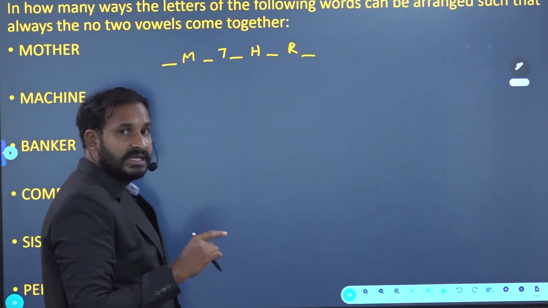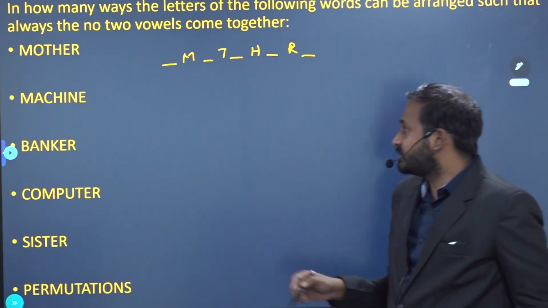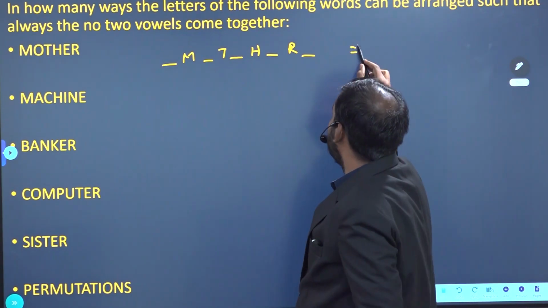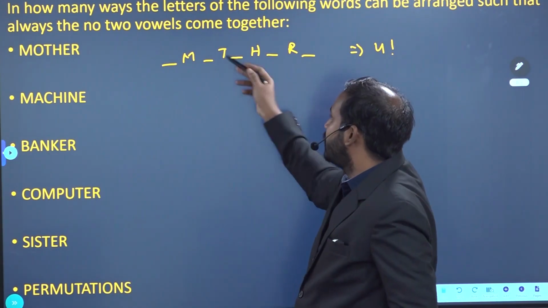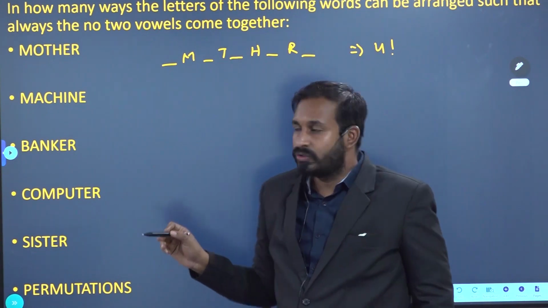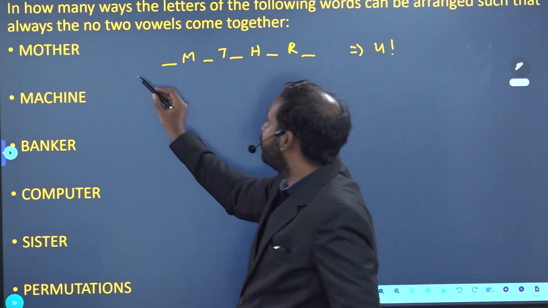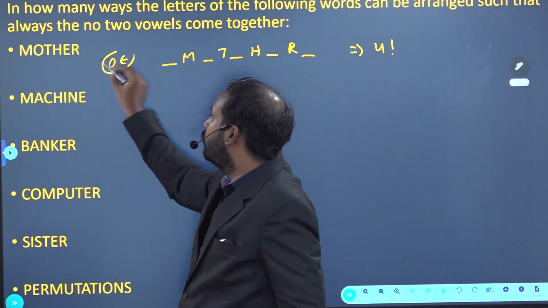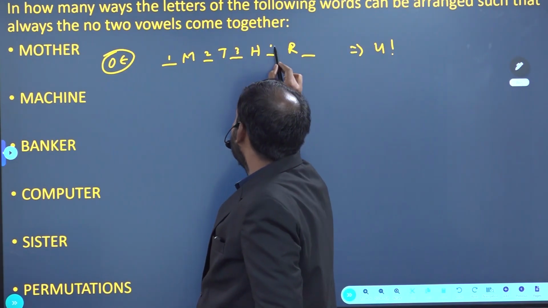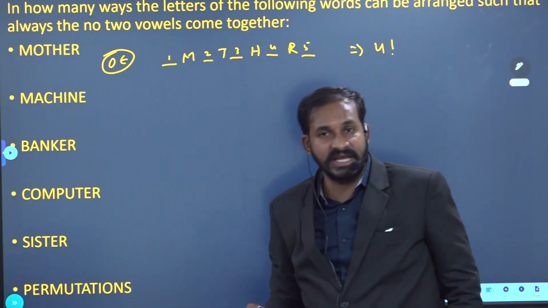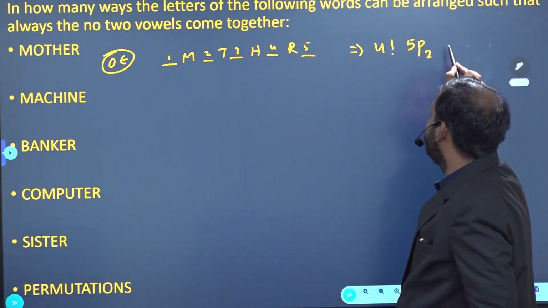Now here in this case, we will take the help of formula. First of all, MTHR can be arranged in how many ways? In 4 factorial ways. Why? Because why only I should write it as MTHR? It can be TMHR also, right? So MTHR can be arranged in 4 factorial ways. Good, superb. Now how many vowels are there for me? O and E. 2 vowels are there. These 2 vowels should be arranged in how many places? 1, 2, 3, 4 and 5. So I have 5 places. I need to arrange these 2. That means I can arrange them in how many ways? 5p2 ways.